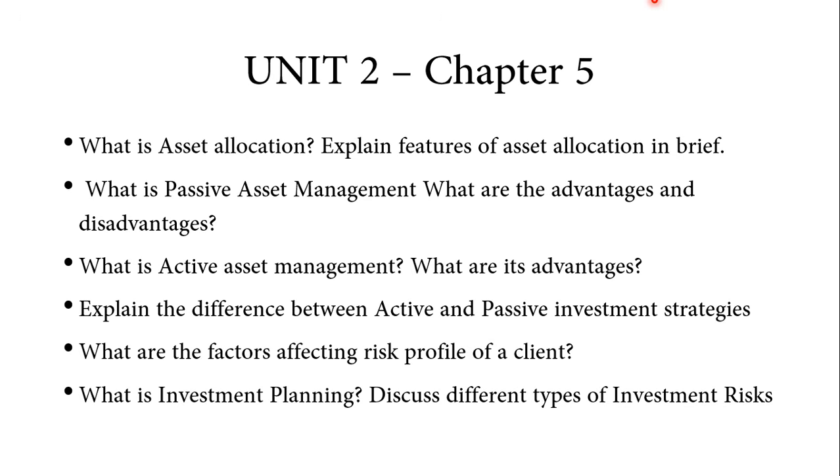Next, unit 2 chapter number 5, very important topic this is. First, what is asset allocation and explain the features of asset allocation in brief. Next, what is passive asset management and what are the advantages and disadvantages. Next is what is active asset management and what are its advantages.